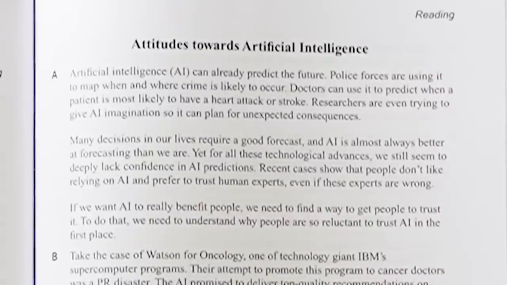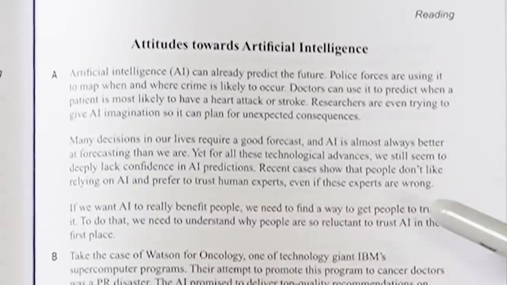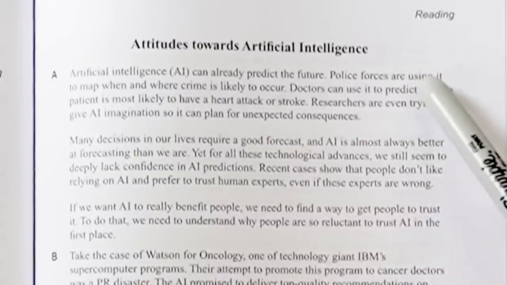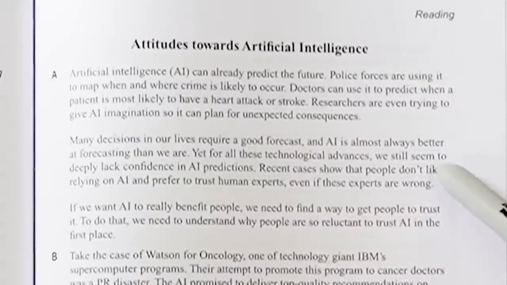Many decisions in our lives require a good forecast, and AI is almost always better at forecasting than we are. Yet for all these technological advances, we still seem to deeply lack confidence in AI predictions. Recent cases show that people don't like relying on AI and prefer to trust human experts, even if these experts are wrong. So this is about the superiority, how it is better than humans, but humans don't really trust it. So we have the benefits of AI, how AI in many circumstances is better at decision making than humans, but humans don't really trust it.